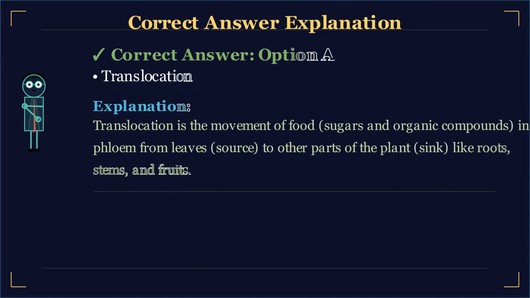Here's the explanation for the correct answer. Translocation is the movement of food, sugars and organic compounds in phloem from leaves, the source, to other parts of the plant, the sink, like roots, stems, and fruits.